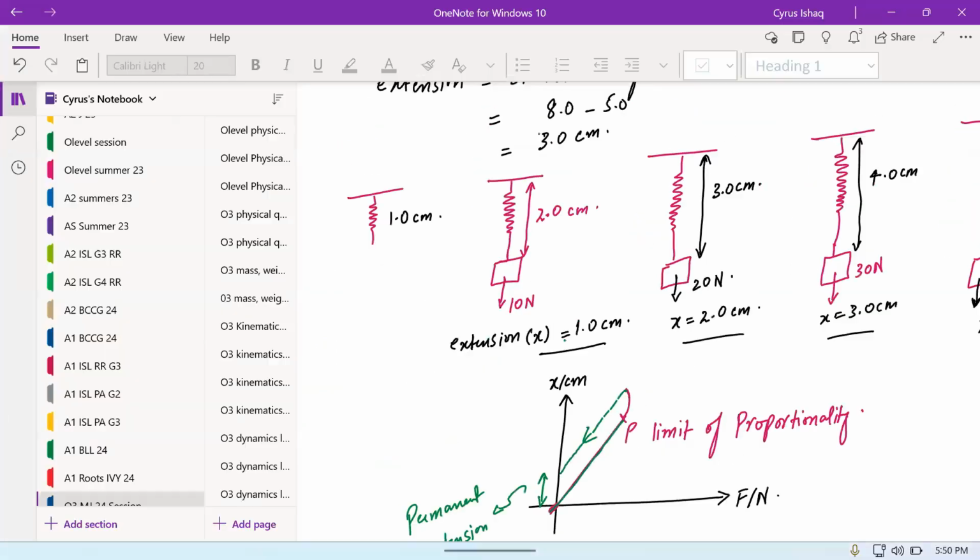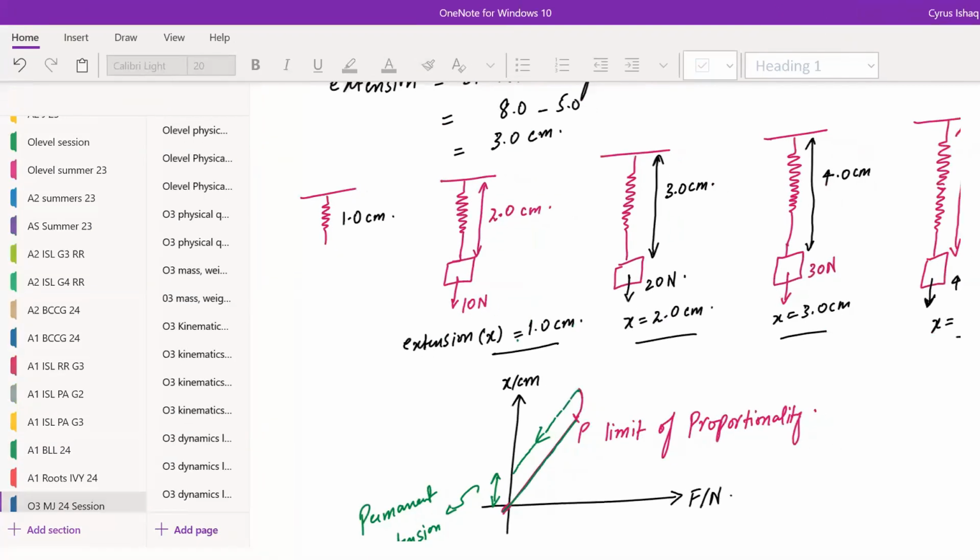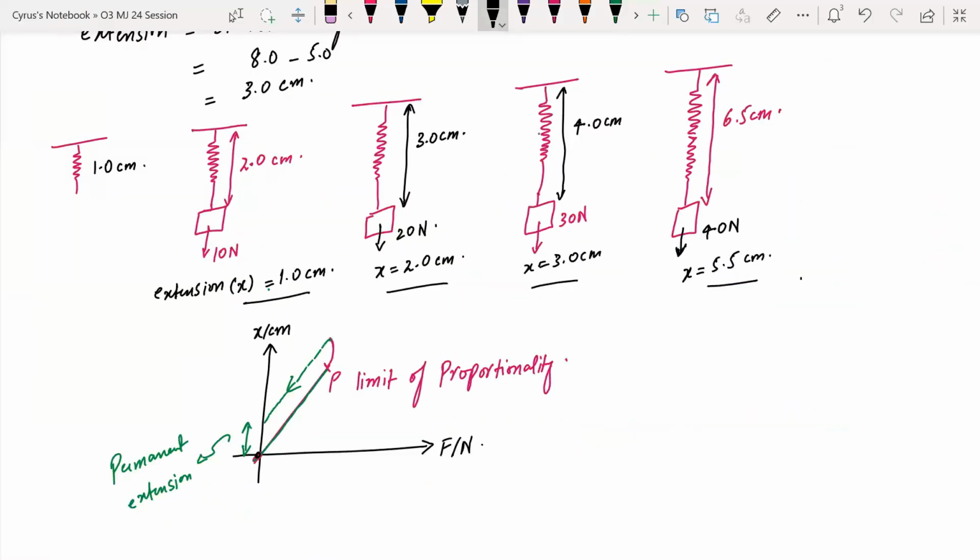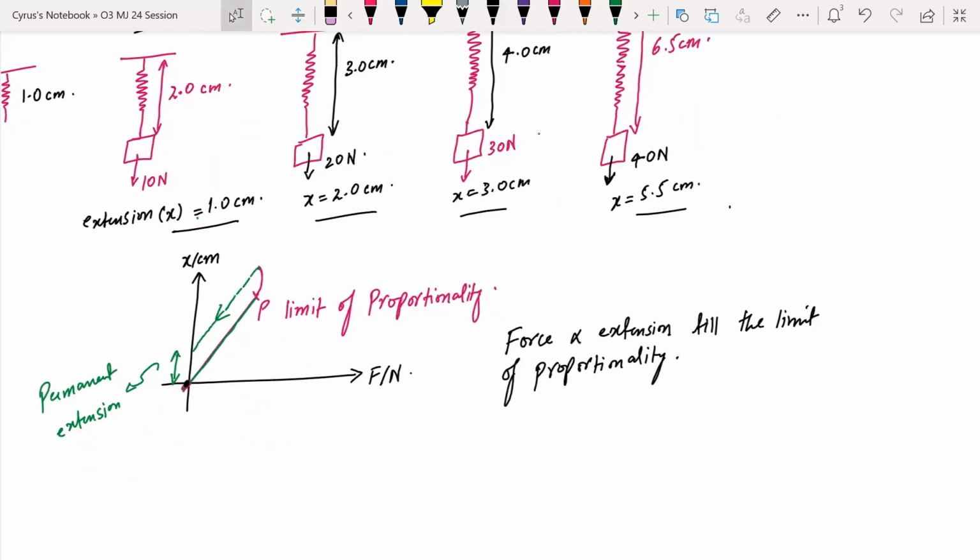And as you can see here, the point P is the limit of proportionality. From the starting point till point P, the force is directly proportional to extension. Force is directly proportional to the extension till the limit of proportionality. What happens after the limit of proportionality is the elastic material deforms. The spring will not regain its original length after it deforms, right?